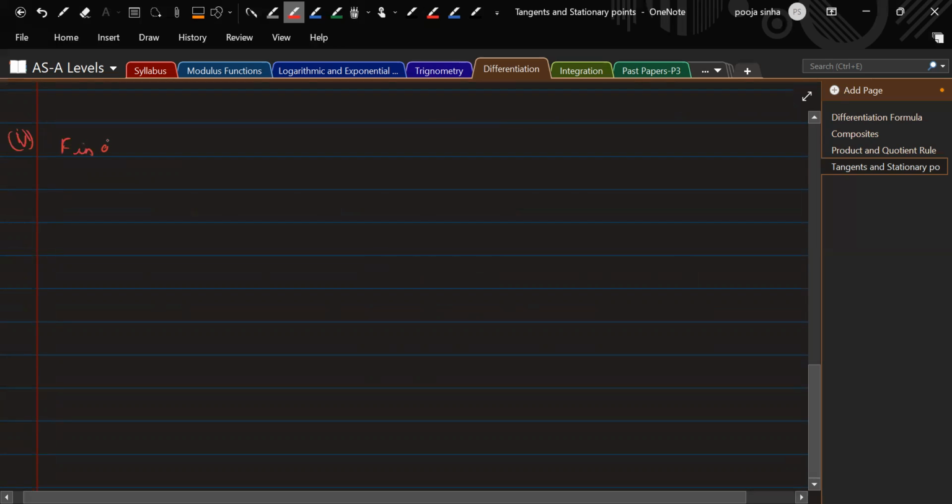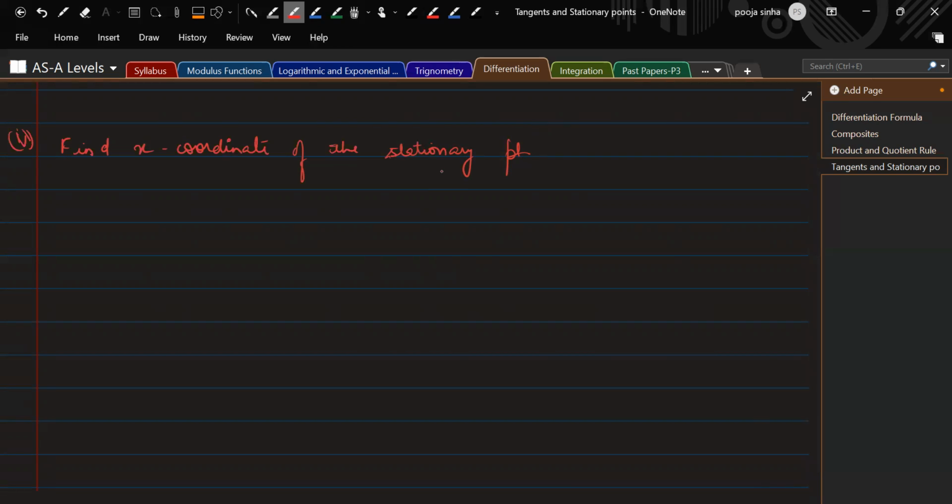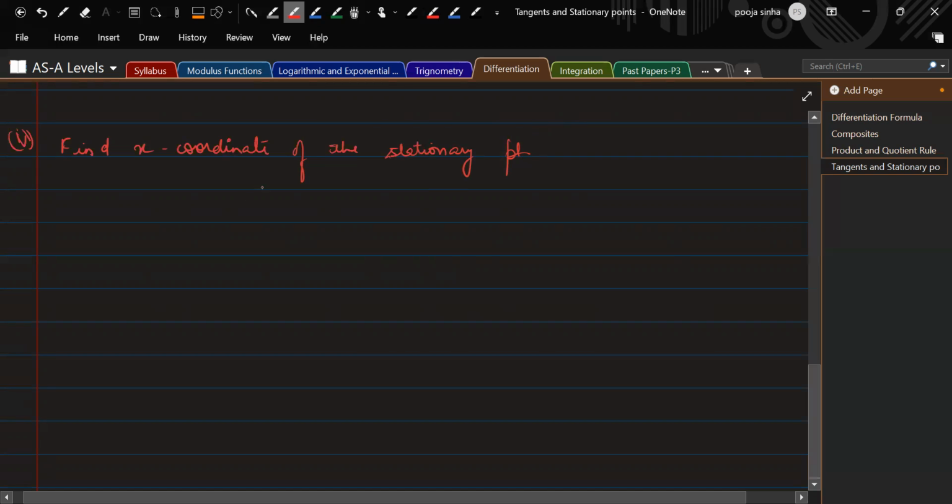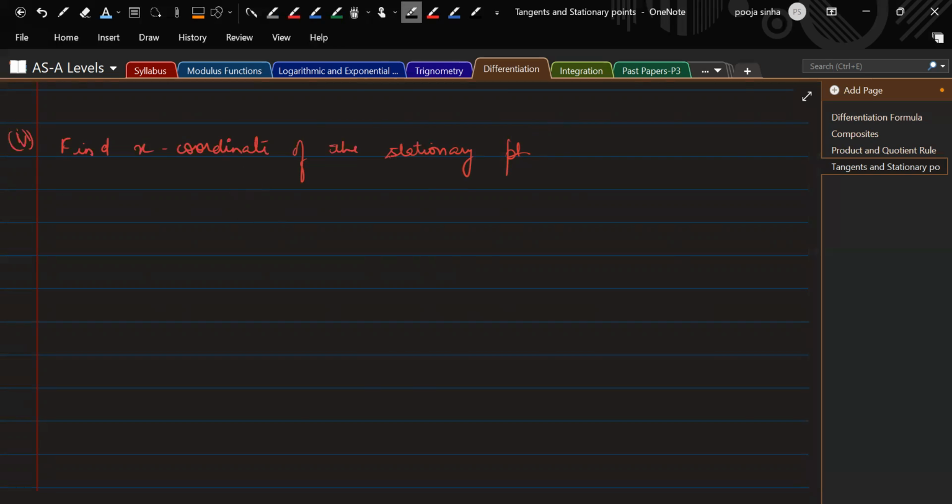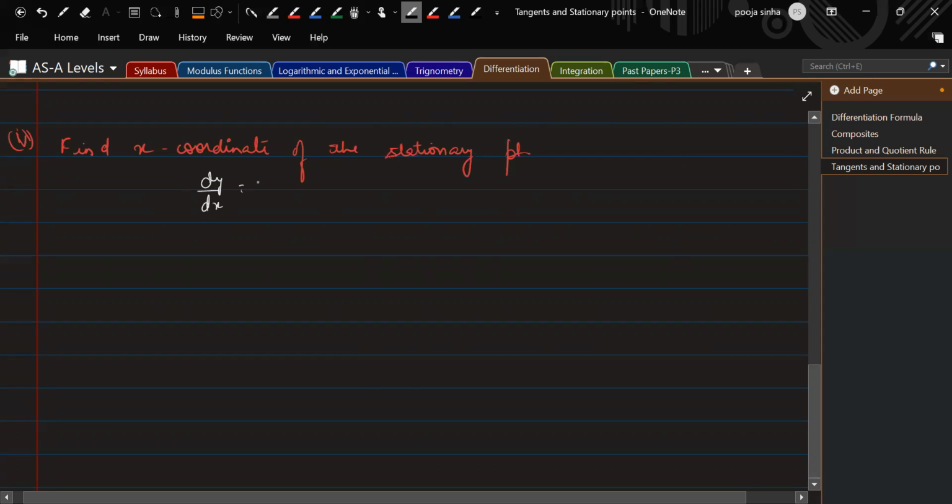Next was find x coordinate of the stationary point. Find x coordinate of the stationary point. That's dy by dx is equal to 0. So 4x minus 6 is equal to 0. 4x is equal to 6. x is equal to 6 upon 4, 3 upon 2. So dy by dx is equal to 0.